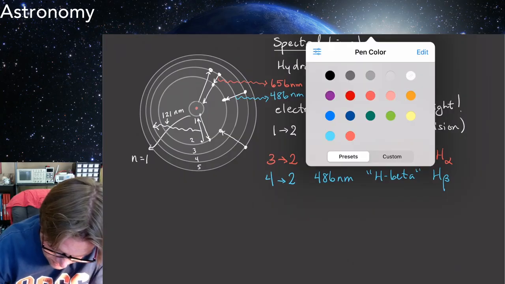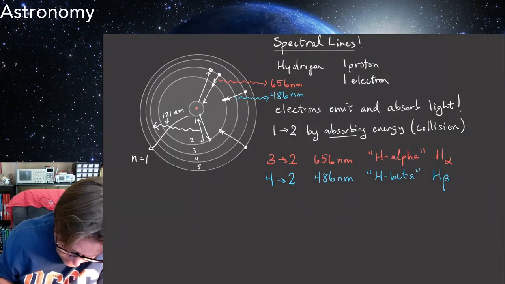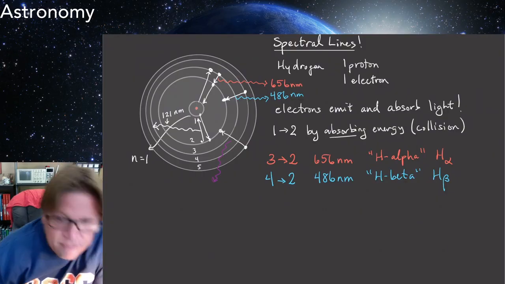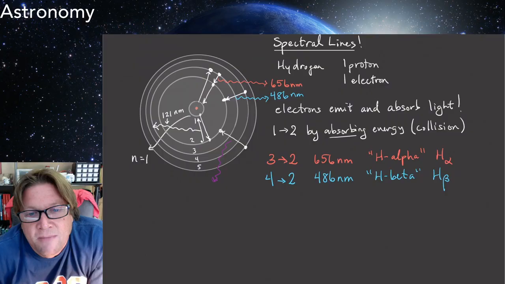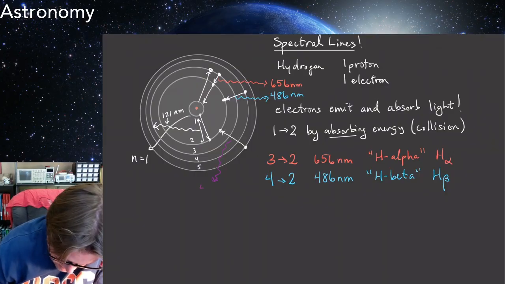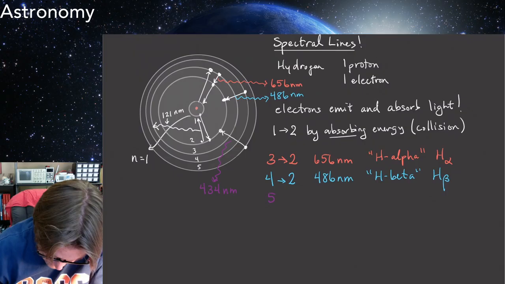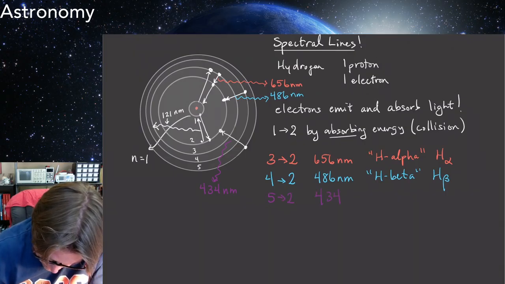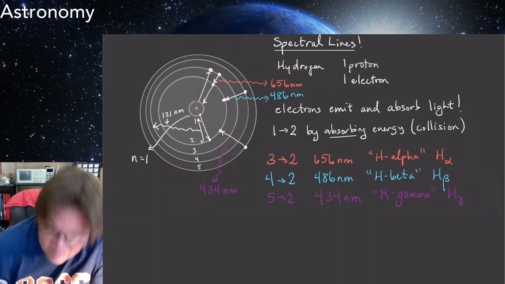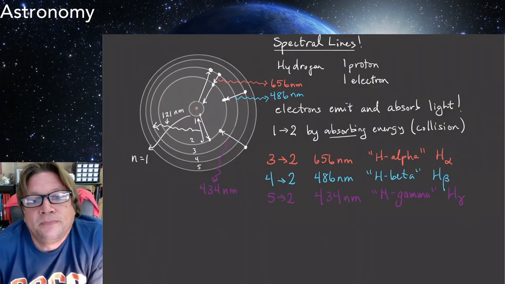And this one is roughly violet. Hope that shows up. The violet light is more energetic, and this one is 434 nanometers. So 5 to 2 is another flash of light that's 434 nanometers. Alpha, beta, this one must be called H gamma. And it looks something like that.